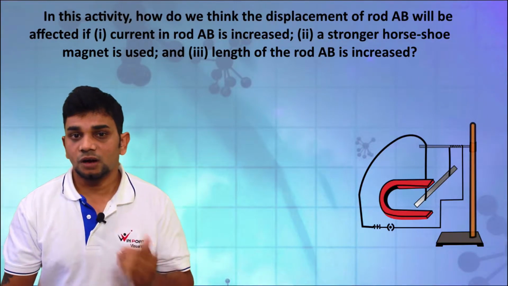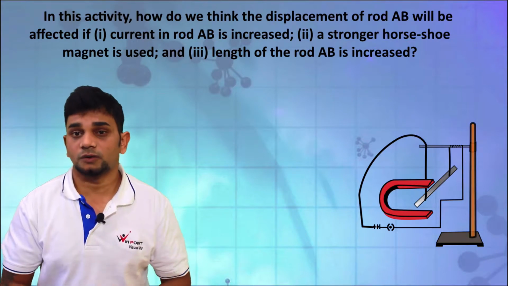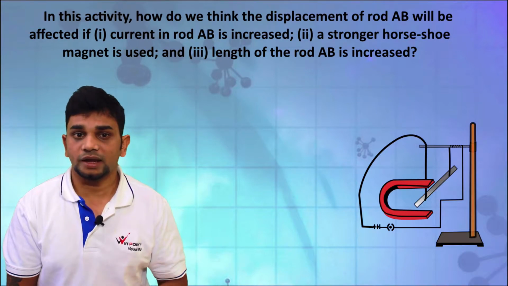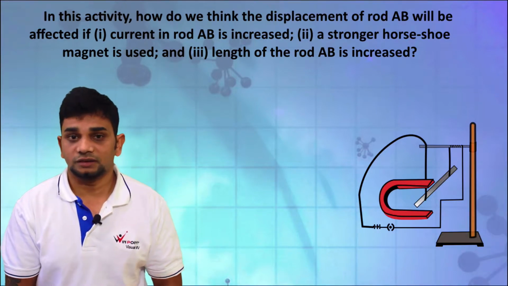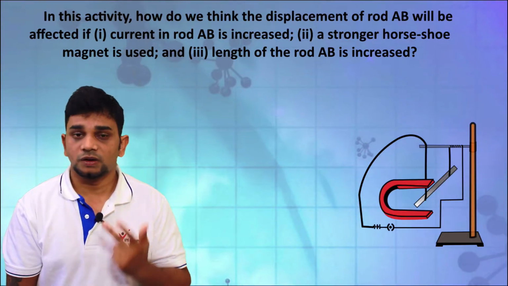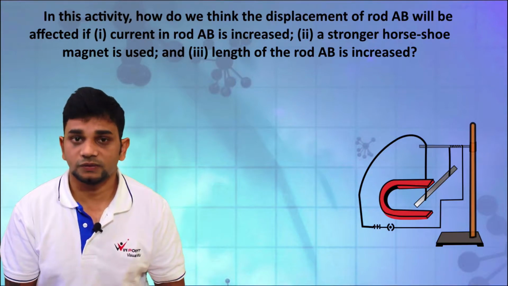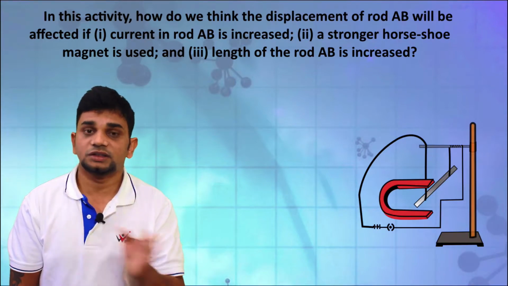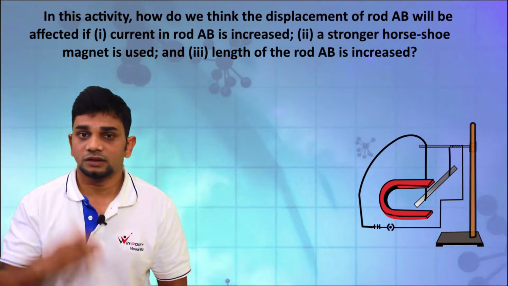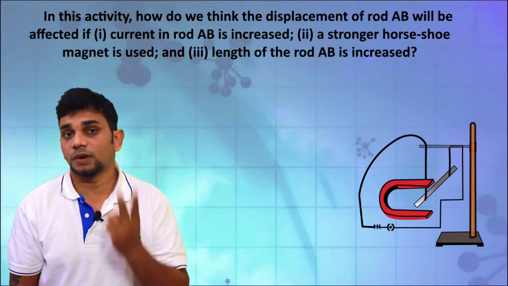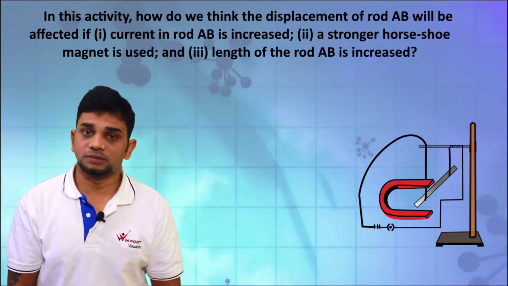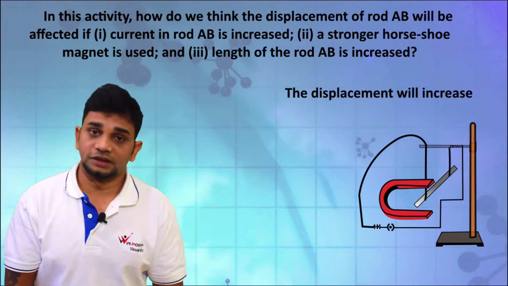In this activity, how do we think the displacement of rod AB will be affected? Current in rod AB increased, a stronger horseshoe magnet is used, length of the rod AB is increased. We are going to change the length of the rod, we are going to change the power of the magnet, we are going to change the intensity of current flowing through the conductor. What will be the change in the displacement? If we are increasing intensity of current, displacement will be more. If we are increasing the power of horseshoe magnet, displacement will be more. If you are increasing length of the rod, there will be more displacement. So answer is the displacement will increase in all the cases.